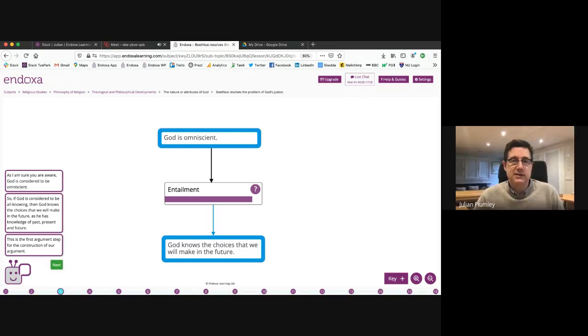Yeah, this is a simple entailment. So if God is omniscient, knows everything, the choices that we will make in the future are one of the things that he can know. It's a thing that is knowable. So this is a direct entailment. So if this is true, this is definitely true.